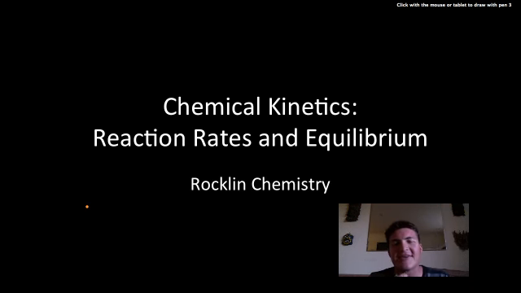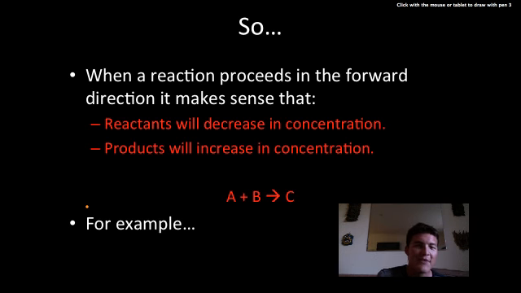Today we're going to be talking about chemical kinetics. It's going to be a little discussion about reaction rates and equilibrium. When a reaction proceeds, remember, we put two or more reactants together and they react together, and because they're reacting together, they're being used up, and so their concentration is going to go down. The products, on the other hand, are being made, and so the concentration of the products is going to go up.